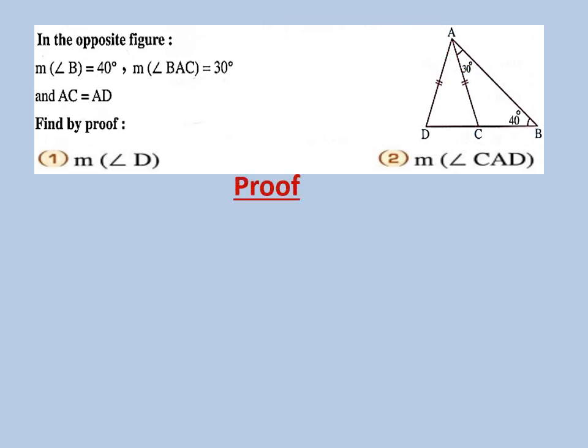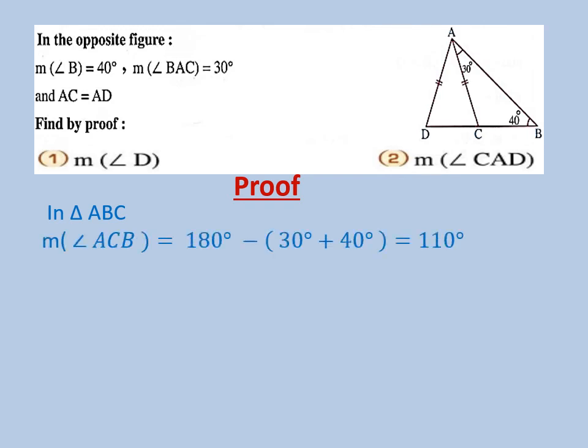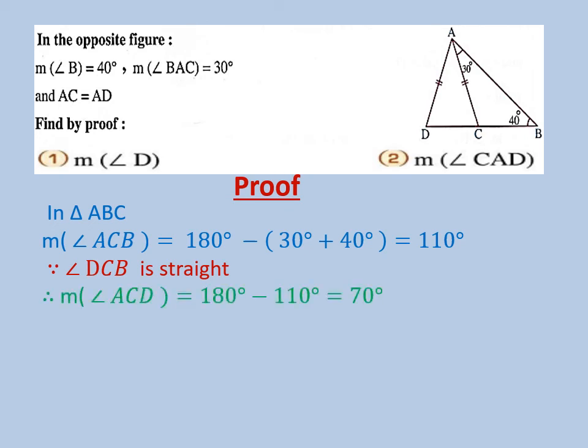First, we will work in the triangle ABC and we should mention the name of the triangle. We know two angles, then the measure of angle ACB will be 180 minus 30 plus 40 will equal 110. Angle DCB is straight, so its measure is 180. Then measure angle ACD will be 180 minus 110, which equals 70.